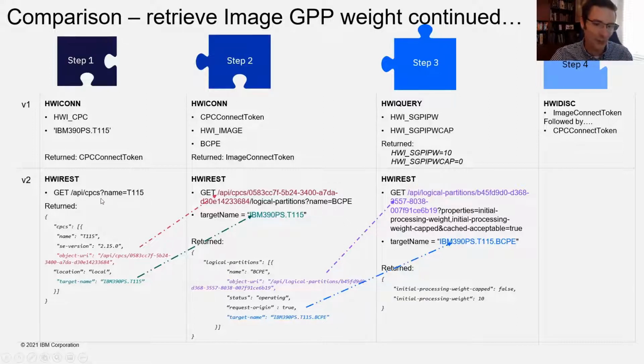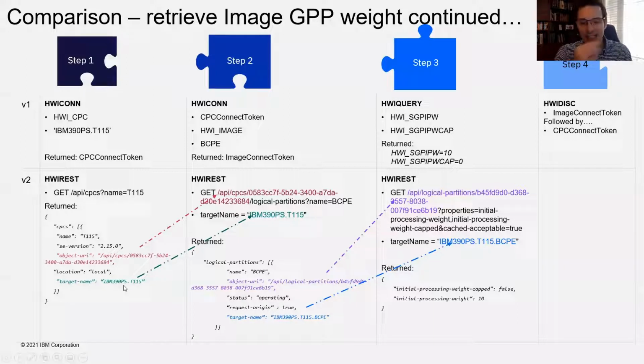How do I do the same thing with HWI REST? So with HWI REST, it's going to be pretty straightforward. I'm going to say, give me, please, the object URI and target name that I need to be able to get the attributes for this particular CPC. So in this case, I'm going to say get API CPCs, and I'm going to qualify. I already know what the actual CPC name is, so I'm just going to specify it directly here on the URI, on the query prompts. It's going to return back to me the object URI, and it's going to give me back the target name.